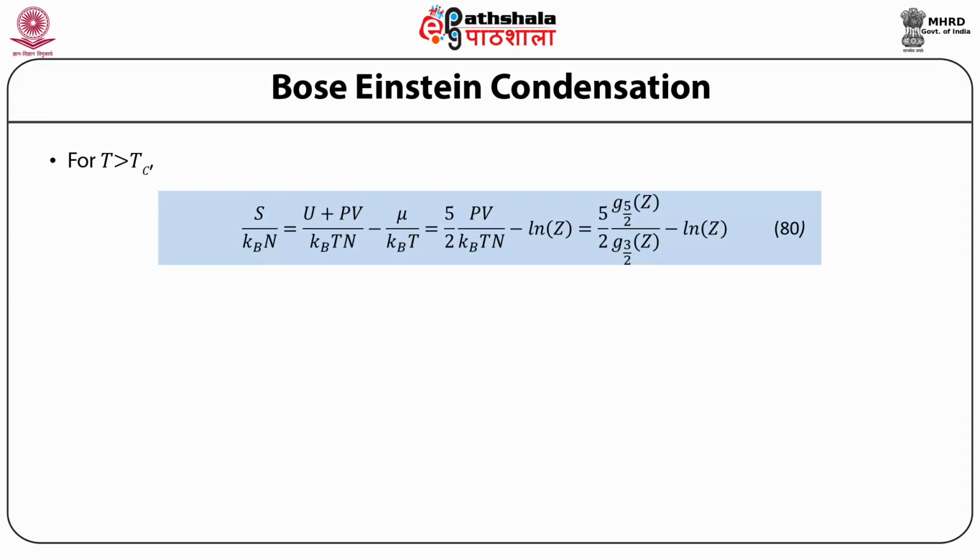For T greater than Tc, S/(kB n) is equal to (U + PV)/(kB T n) minus mu/(kB T), which is equal to 5/2 PV/(kB T n) minus log of z, which is equal to 5/2 multiplied by Bose integral of the order of 5/2 divided by Bose integral of the order of 3/2, minus log of z.